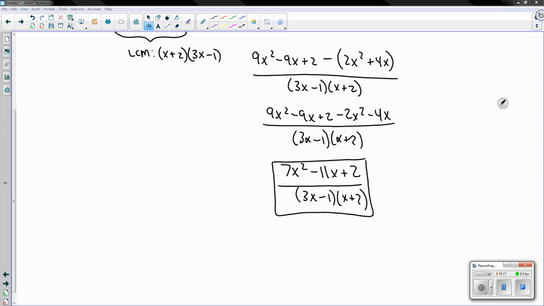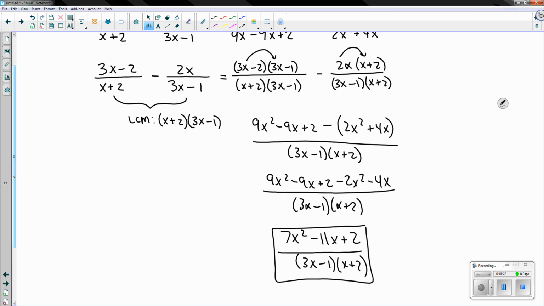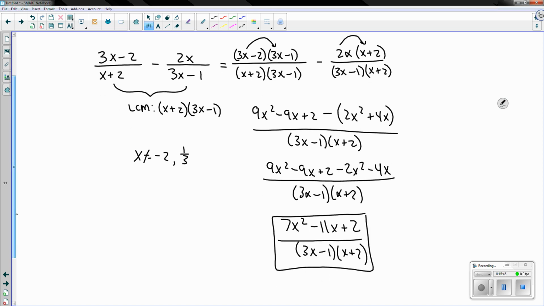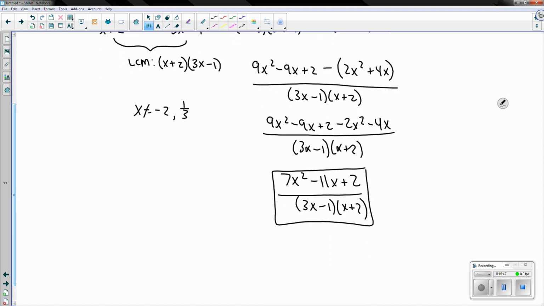And values for which the expression is undefined. We're going to check our original denominators. The original denominators produce x cannot equal -2. That would make that first one, and then x cannot equal 1/3 as a result of solving those two denominators to find the zeros. That's what x cannot equal, right? Because we're looking to figure out what numbers would result in the denominator equaling 0. So there are your two values for which the expression would be undefined as a result.